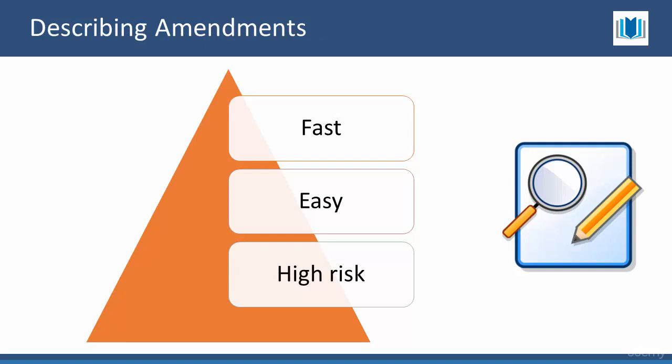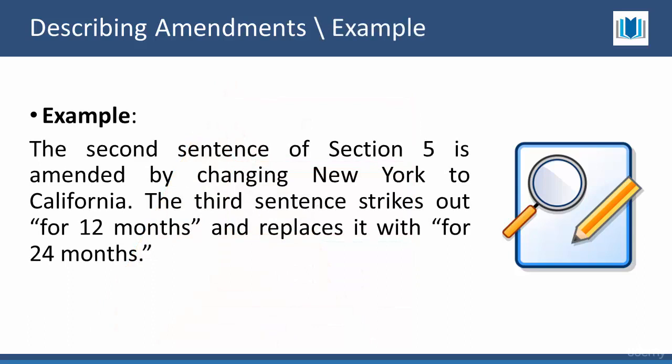Describing amendments. An alternative to replacing clauses or using redlines and strike-throughs is to describe simply the changes needed in an amendment. This method requires examining the current contract carefully to be sure that the changes outlined are accurate and necessary. Example: The second sentence of Section 5 is amended by changing New York to California. The third sentence strikes out for 12 months and replaces it with for 24 months.